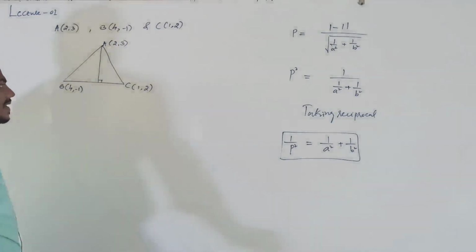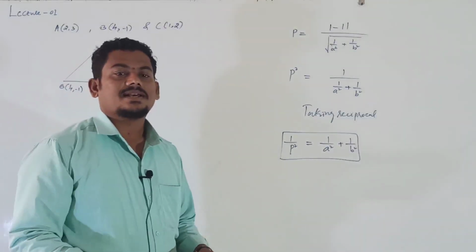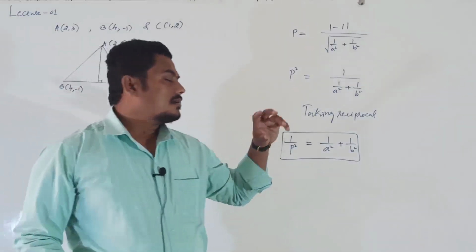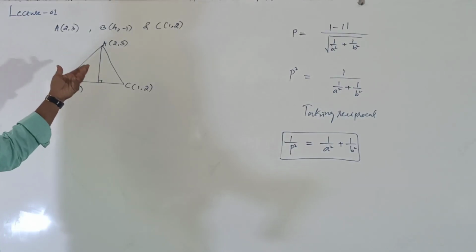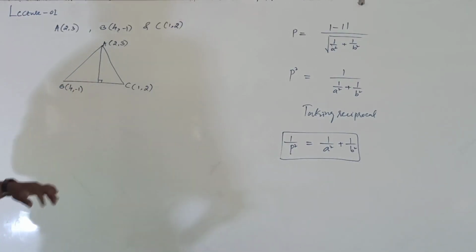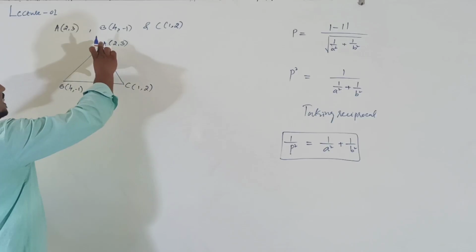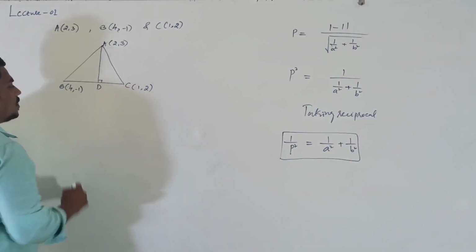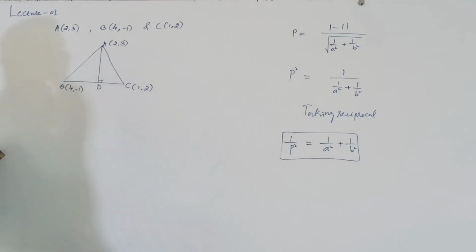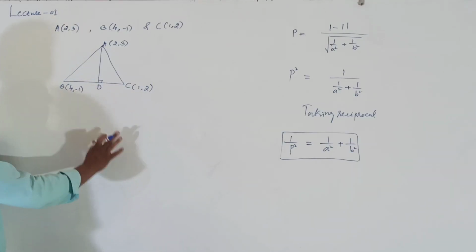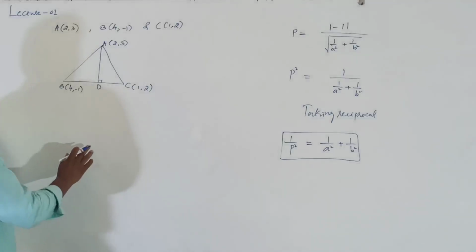Altitude means which is perpendicular to the opposite side. The altitude through vertex A means the straight line passing through vertex A and perpendicular to BC side, right? We need to find equation of this altitude AD and length of AD. For finding equation of altitude AD, what we do? Clearly BC is perpendicular to AD, right?